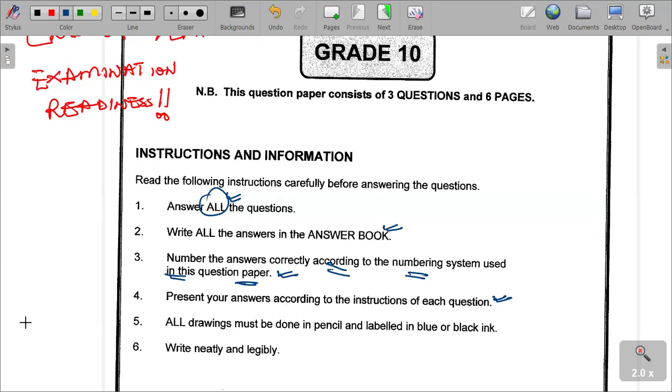All drawings must be done in pencil and labeled in blue or black. Write neatly and legibly. One most important thing is that you don't use fancy other colors in the question paper or in the exam. You are strictly expected to use black or blue ink in your work, please. So let's just quickly go to the questions.